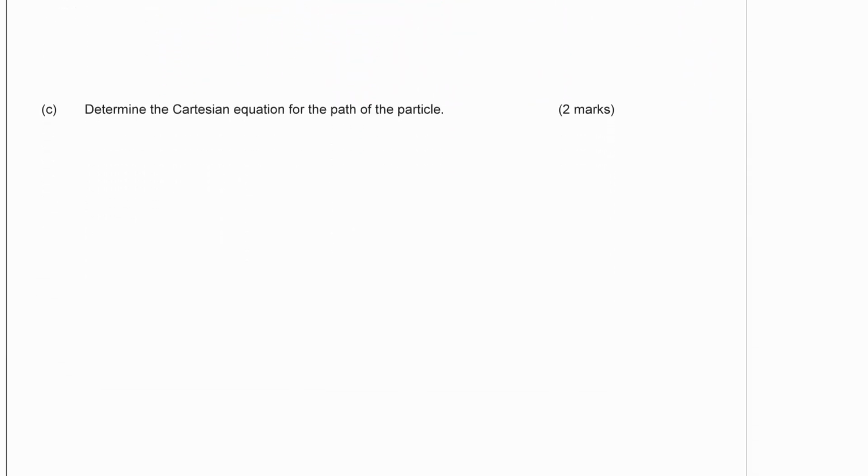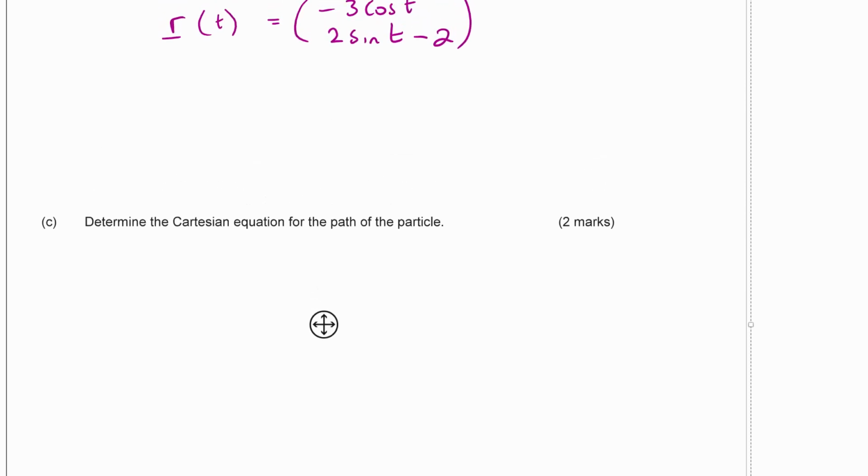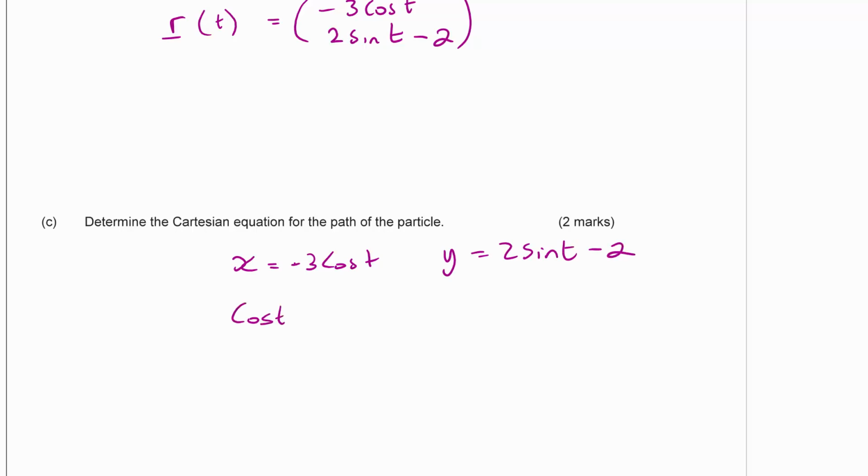Now we want to determine the Cartesian equation for the path of the particle. So going from what we just established up here, we have that x is equal to -3 cos t, and that y is 2 sine t take away 2. Rearranging, that gives me that cos t is -x over 3, and that sine t is (y plus 2) divided by 2.